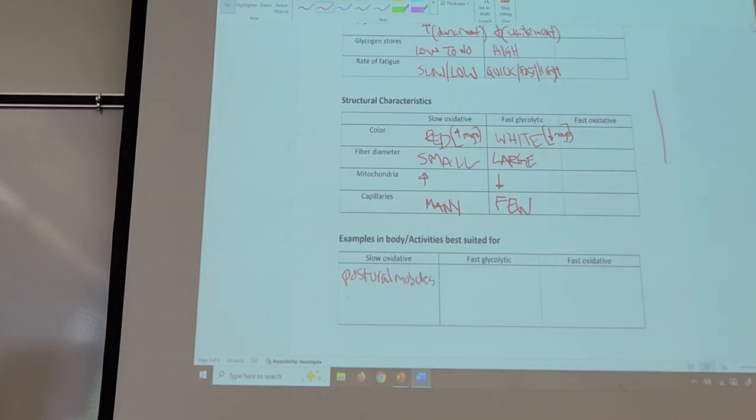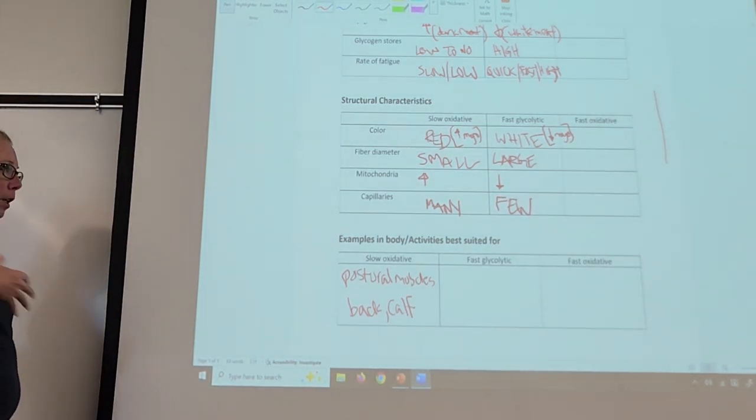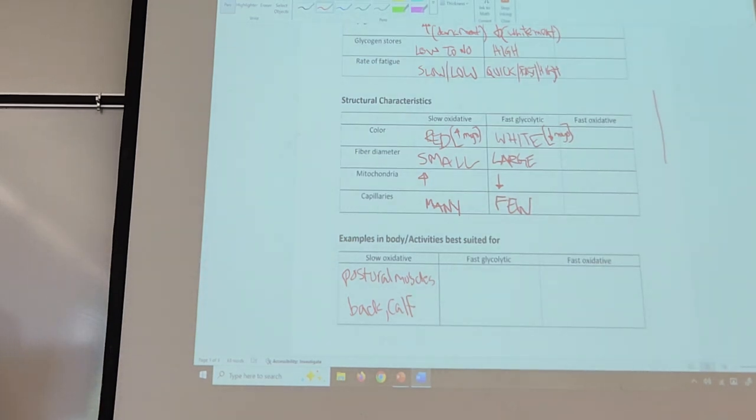Okay, so like your back muscles, we're gonna look at these in lab today. Your erector spinae muscle, your calf muscles, right? They keep you walking all day long. They don't poop out. Certainly if you go on a long hike or whatnot and really work them, they're gonna get tired. But on a regular day where you're doing regular day-to-day activities, your calves don't give out on you. That's because they're mainly slow oxidative fibers.